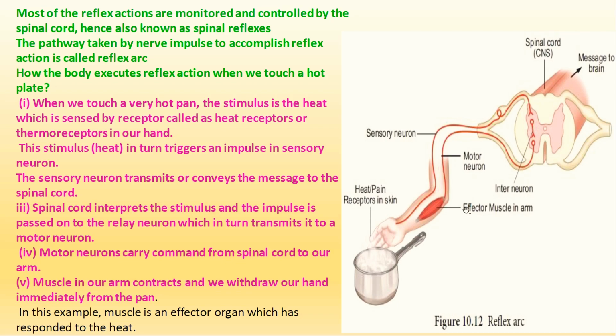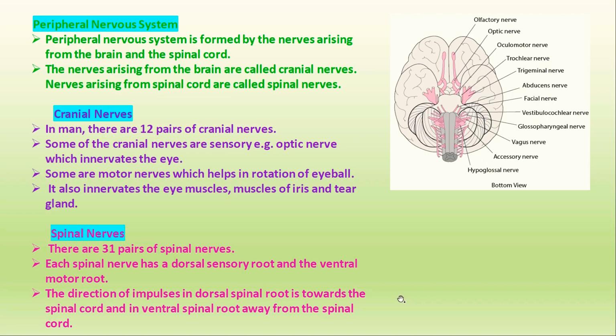The motor neuron carries the command from the spinal cord to our arm, and the muscle in our arm will contract, and we will be able to withdraw our hand immediately from the pan. So there is no participation of the brain. The interpretation of the stimulus is done by the spinal cord itself, and this becomes a very good example for reflex action. Next we shall learn the peripheral nervous system.